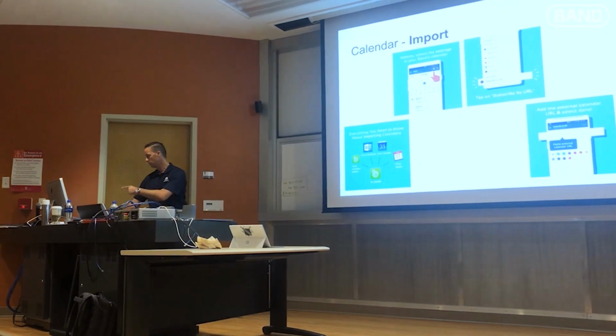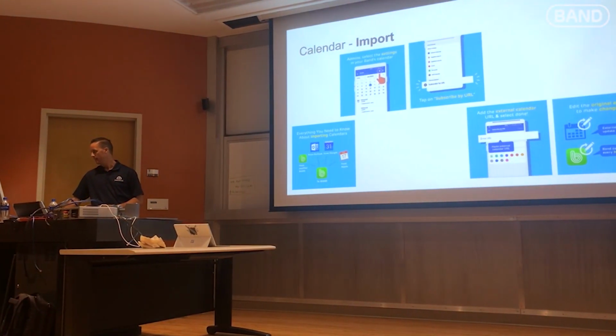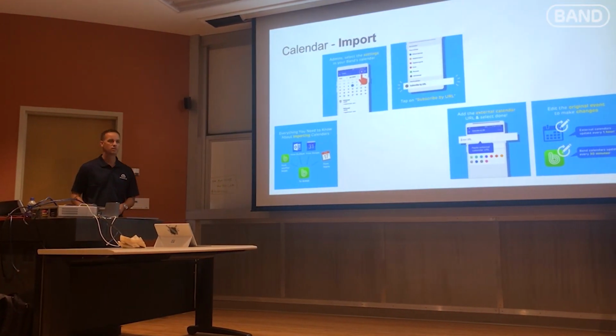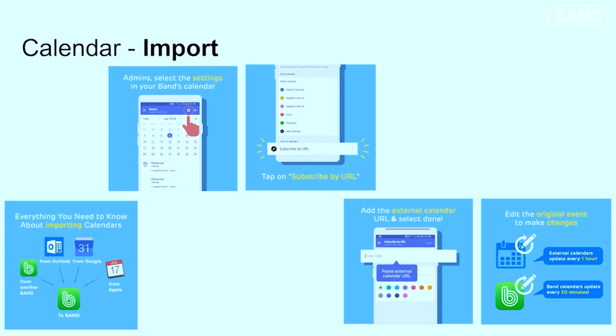Admins is pretty easy. You select the settings in your band's calendar. You're going to end up making sure that at the bottom, you're going to subscribe by URL. This is no different than subscribing to other calendars, right? Or they send you a hyperlink, you click on it and it adds it, right? And then you've got an external calendar URL, you paste it in there. And then what happens is it'll actually start to sync those, all right? If it's external out of band, it syncs every hour. If it's internal within band, it syncs every 30 minutes.